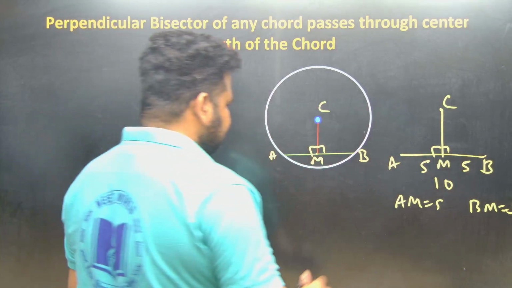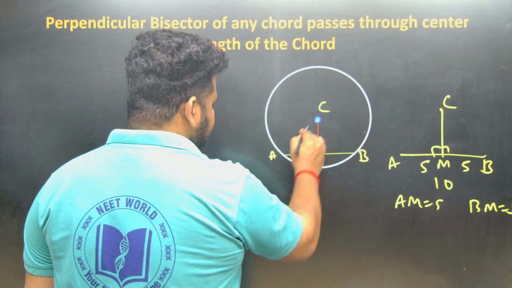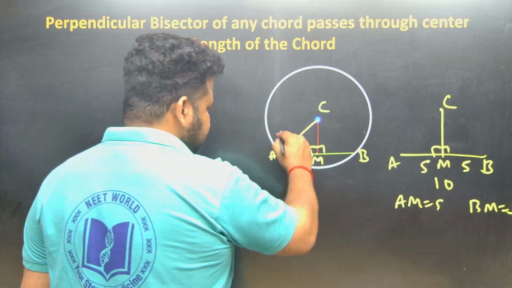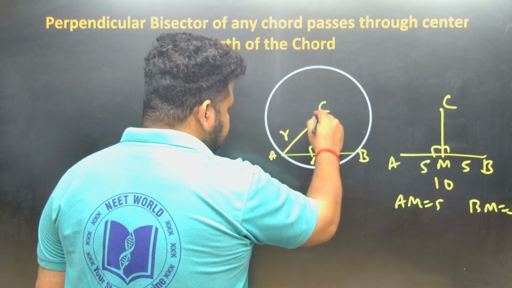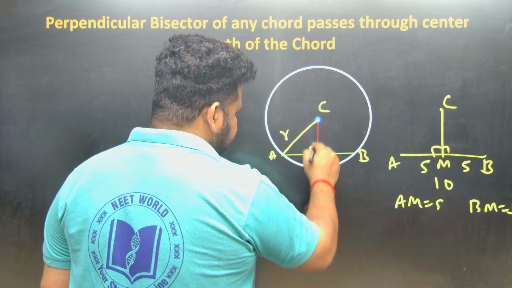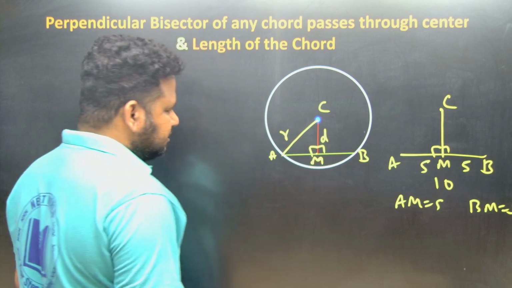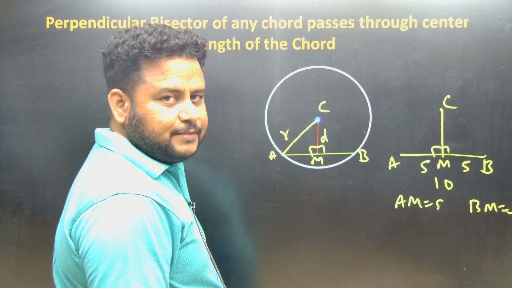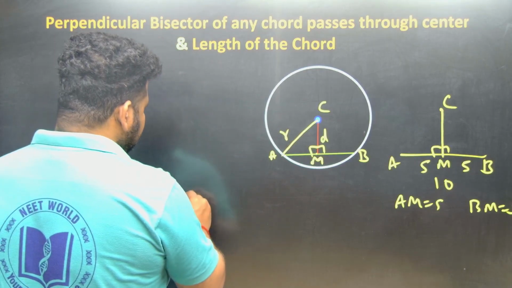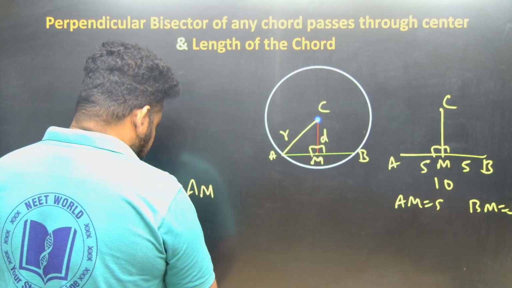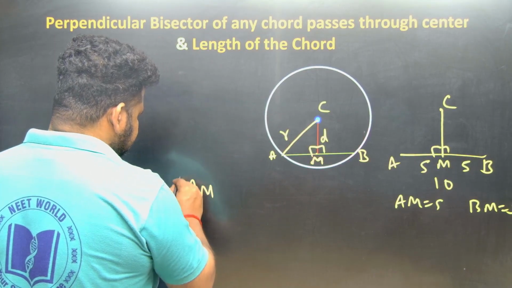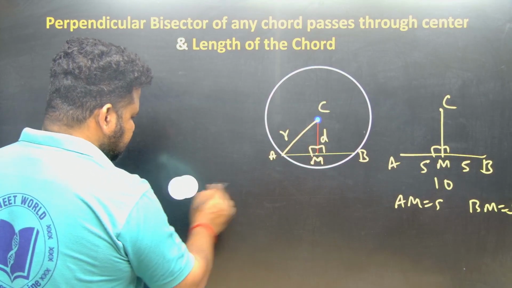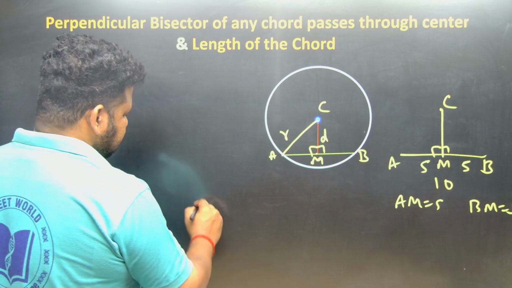Now, observe carefully. Suppose I draw a line from C to A. That is from the center to a point on the circumference, which is nothing but the radius. Let the distance CM, this perpendicular distance, be D. Now I want to find AM, because 2 times AM is equal to AB. Yes or no? AB is equal to 2 times AM.